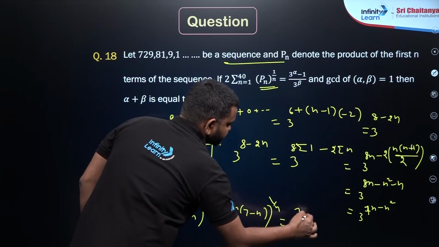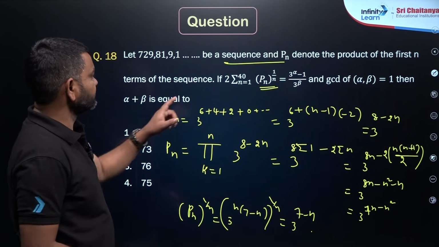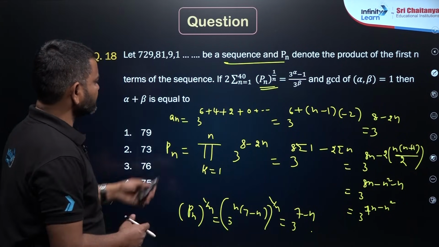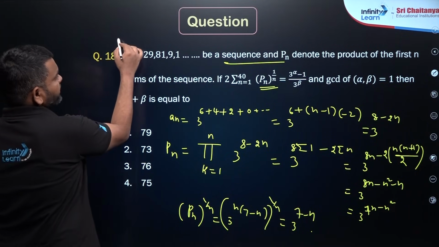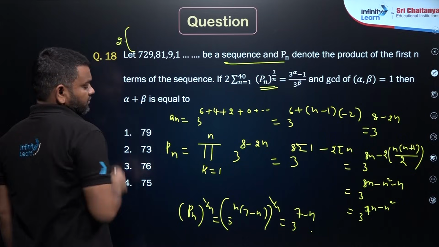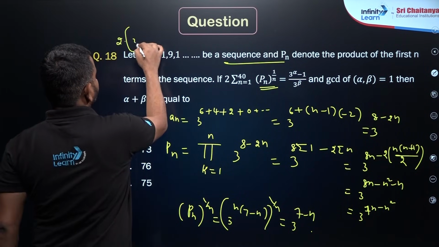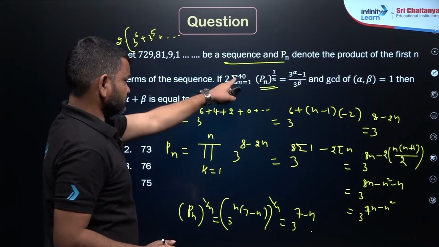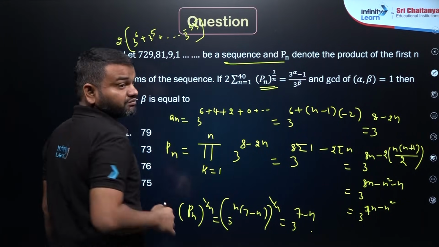So 3 power 7 by n is what I have. So 3 power 7 minus n I have. Now I have to write it as summation from n equals 1 to 40, 2 times of, obviously. So 2 times of this, if I try to write, what series am I going to get from 1? So 3 power 6 plus 3 power 5 goes on up to 3 power 40. So 3 power minus 33 I am going to get.